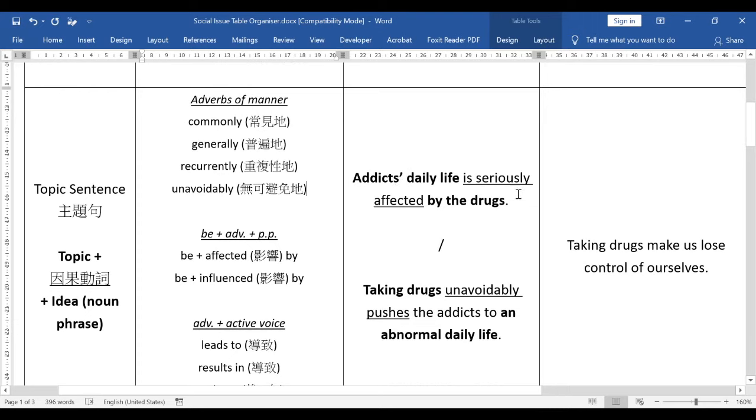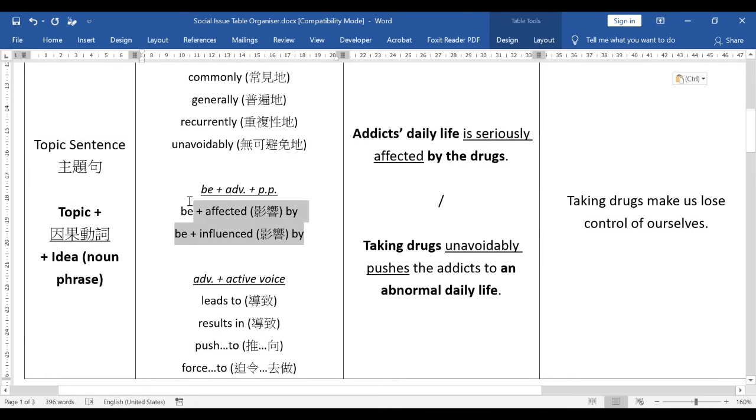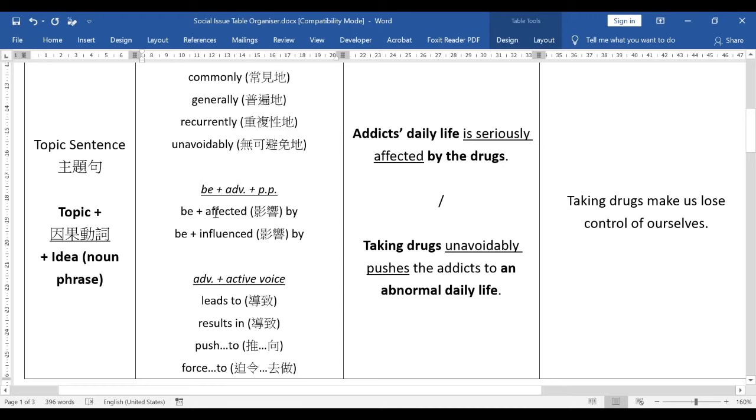Anyway, come back here. Yeah, the -ly adverbs are really good. Try them. And also use passive voice. If you write every paragraph's topic sentence in the same way, it's going to be really boring. Using passive voice also helps you look great, especially these verbs like affected, influenced by, will be really great.